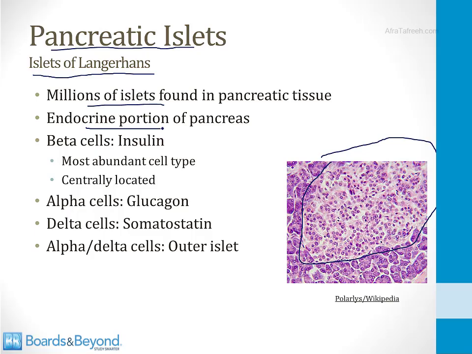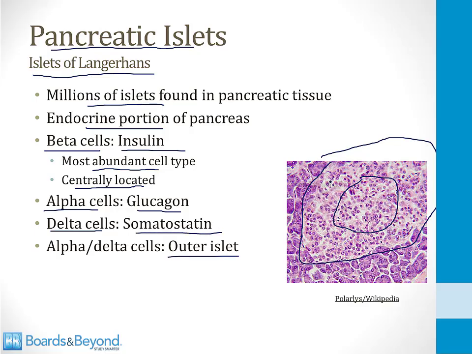There are a number of different cell types found in the islets, but one of the most important cell types are the beta cells. These are the cells that make insulin. They're the most abundant cell type in the endocrine pancreas, and they tend to be centrally located in the islets. You tend to find the beta cells more towards the middle of the islets. Other cell types you can find in the islets include alpha cells, which make glucagon, and delta cells, which make somatostatin. The alpha and delta cells tend to be in the outer islet. They tend to form a ring around the beta cells, which are in the middle.